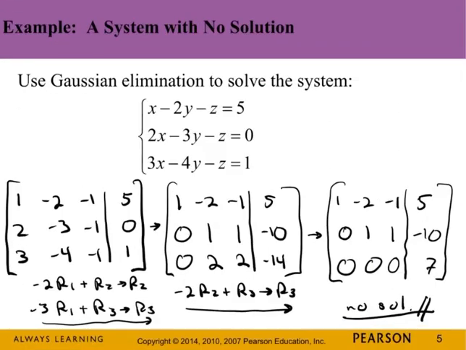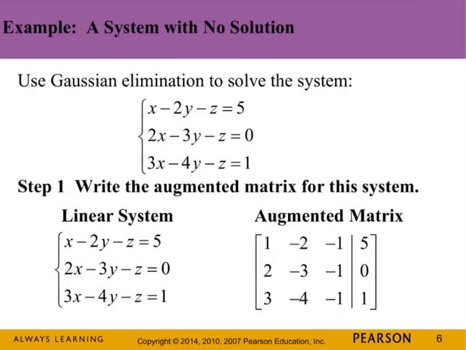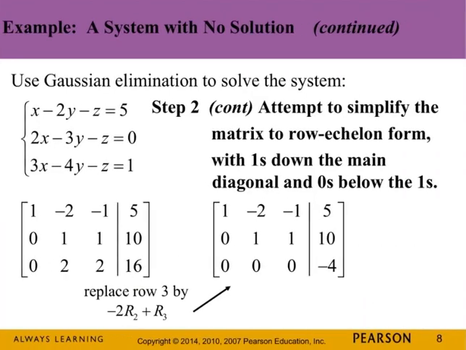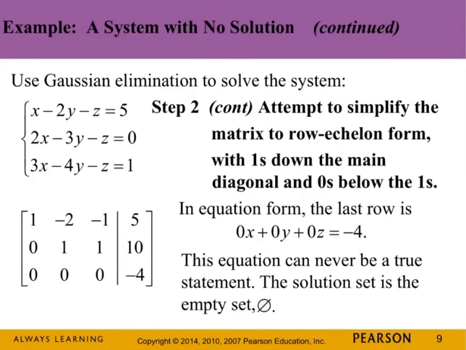Nice, okay. So we got no solution. Looking at our prepared notes, write it in the augmented matrix using row operations. Notice they got the row of zeros. Attempt to simplify the matrix to row echelon form. In the equation form, the last row will be 0 equals -4. This equation can never be a true statement, so the solution set is the empty set. That means no solution. Empty set is just a 0 with a slash through it.